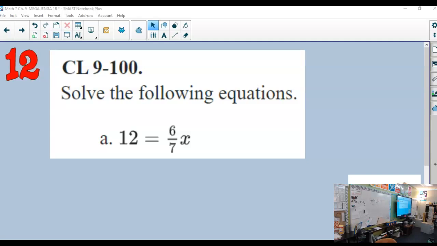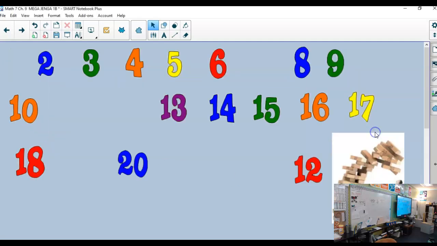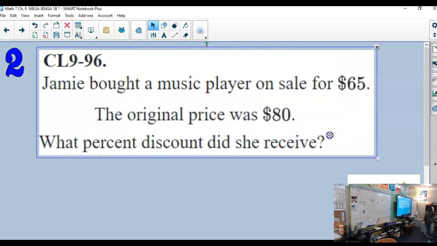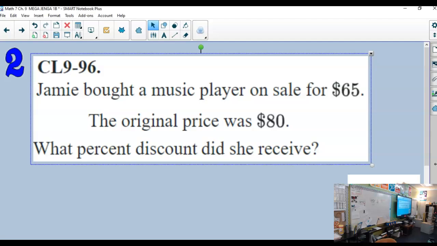All right, so Liam, value of x here is 14. What's our one-step way to get that fraction back to a 1? The reciprocal. Send somebody to the tower. Carter, pick a number. 2. What was the percent discount here?